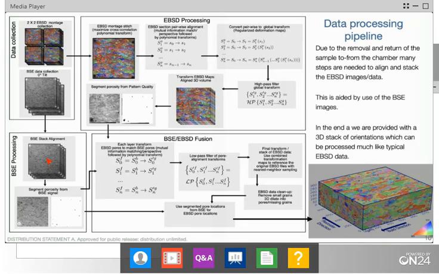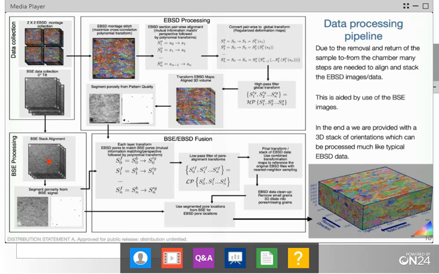In any kind of AM build, you typically have some small amount of porosity, and this is no different. Those pores are very obvious because they basically act like tiny little Faraday cups, and all the electrons go in, they don't come out, so they look very, very dark compared to the rest of the microstructure.